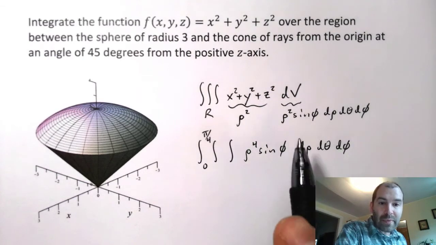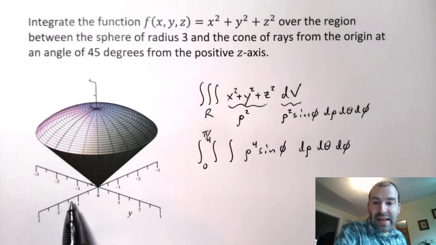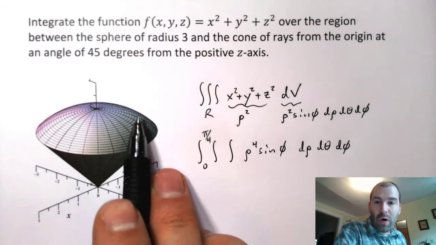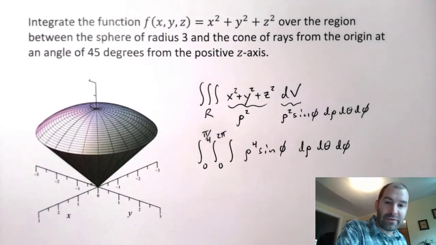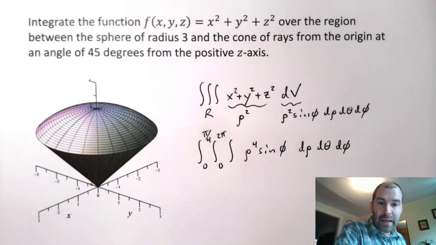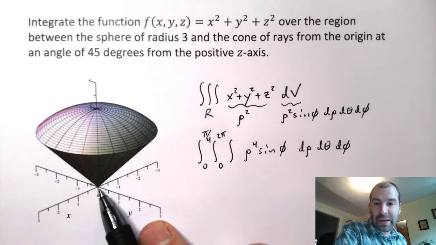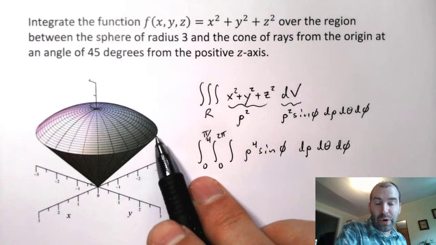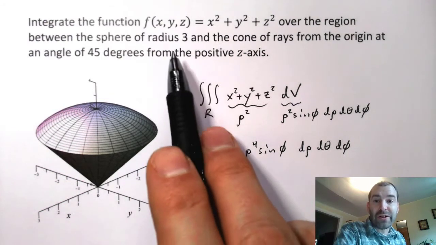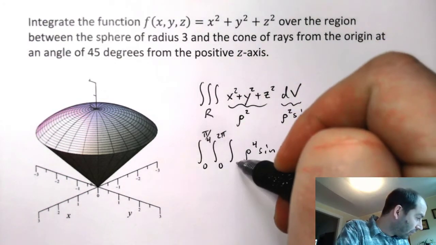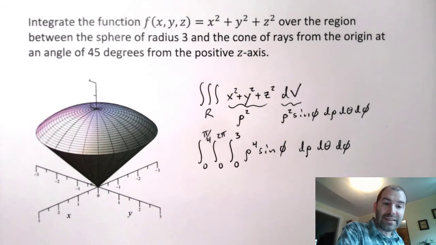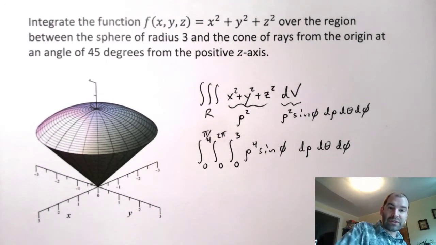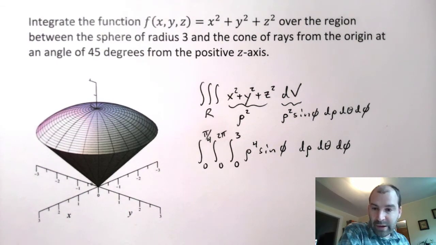bounds. Now, what about theta? Well, theta is the angle from the x-axis. You notice we go all the way around, so we're going from 0 to 2 pi for theta. And rho goes from here out until we get to where the sphere is. The sphere is a sphere of radius 3, so rho goes from 0 to 3. So this is how our integral is going to look in spherical coordinates. Now let's go ahead and compute this.